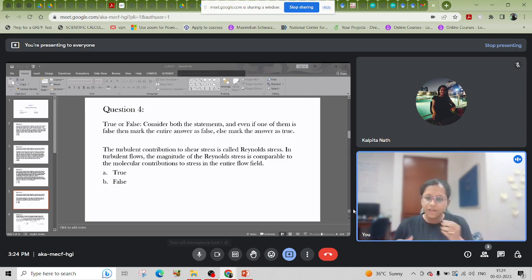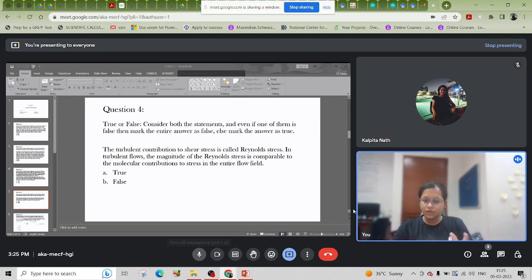So this statement is obviously false. Why? In turbulent flows, it is found that the magnitude of the Reynolds stress is quite larger as compared to that of the molecular contributions, except near the walls. Near the wall, there is the viscous sublayer, we already know.